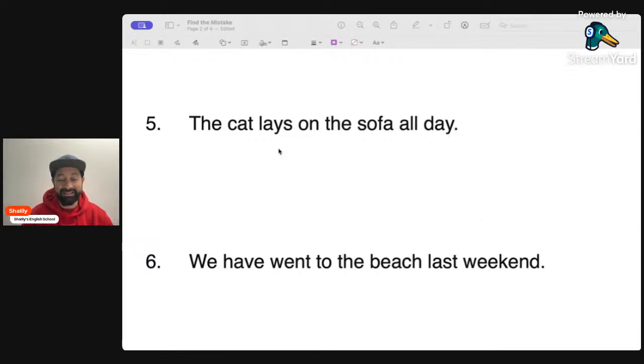All right, so the cat lays on the sofa all day. Is this correct? Is it incorrect? If it's incorrect, please let me know what the correct sentence would be.